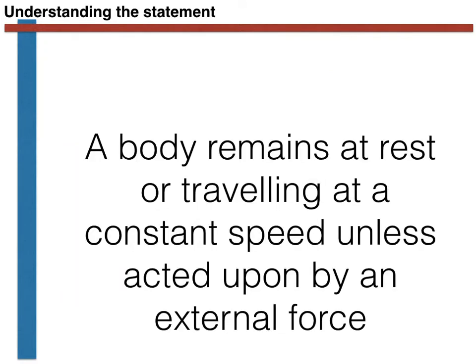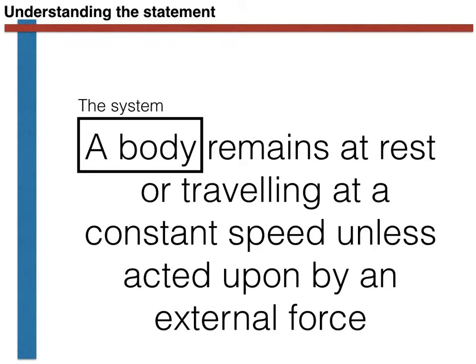Remember that the first law states that a body remains at rest or travelling at a constant speed unless acted upon by an external force. This statement begins with a noun, a body, that tells us what part of the universe the law is concerned with. In science, we frequently use the expression the system to refer to a part of the universe that we believe is particularly interesting. In Newton's first law, the system is a body, which is a word we can use to refer to a ball, an arrow, a car, or even a planet.